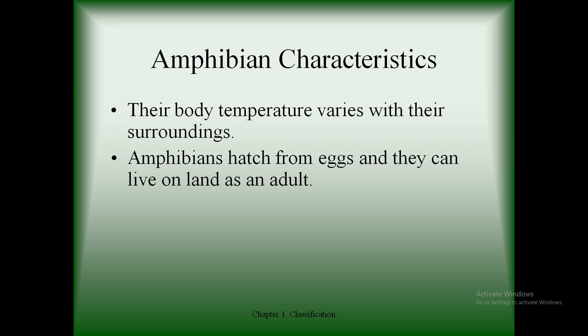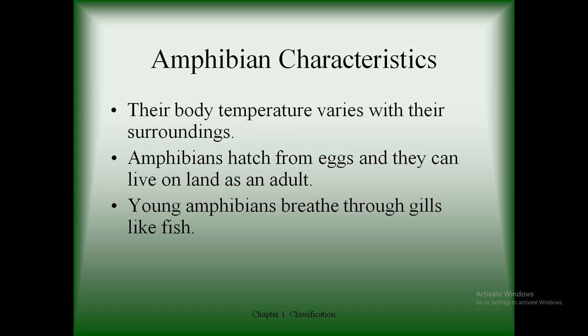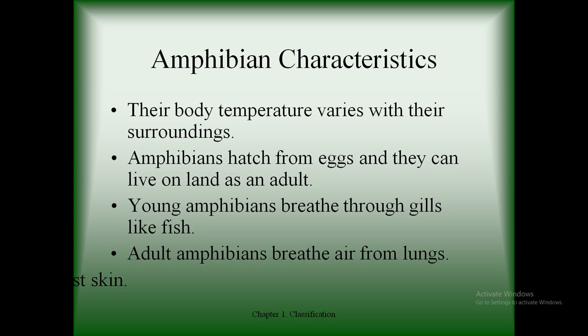So initially, when they hatch from the eggs, they live a certain part of their life in water, and when they become adult, they move to the land. Young amphibians breathe through gills like fish. As they have to live in water, they have gills for respiration. But as they grow up, as they become adult, their gills are replaced by lungs. Adult amphibians breathe air from lungs.